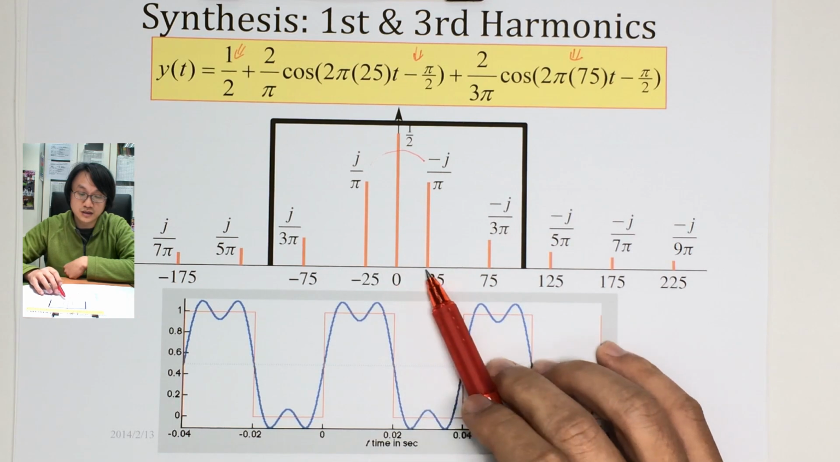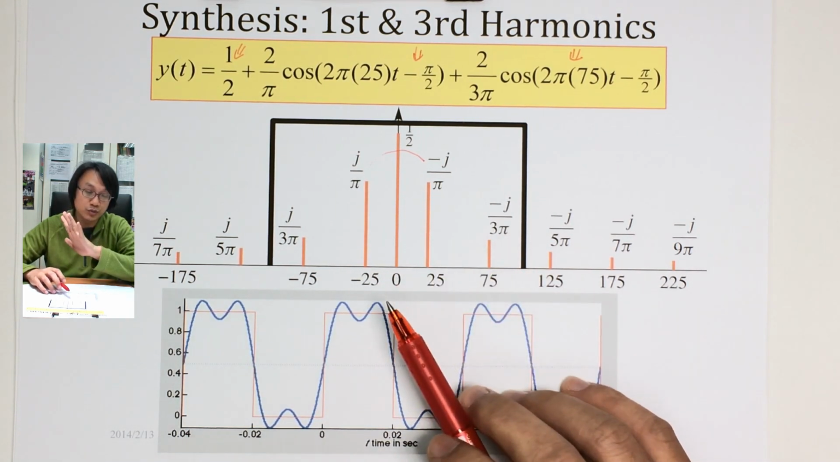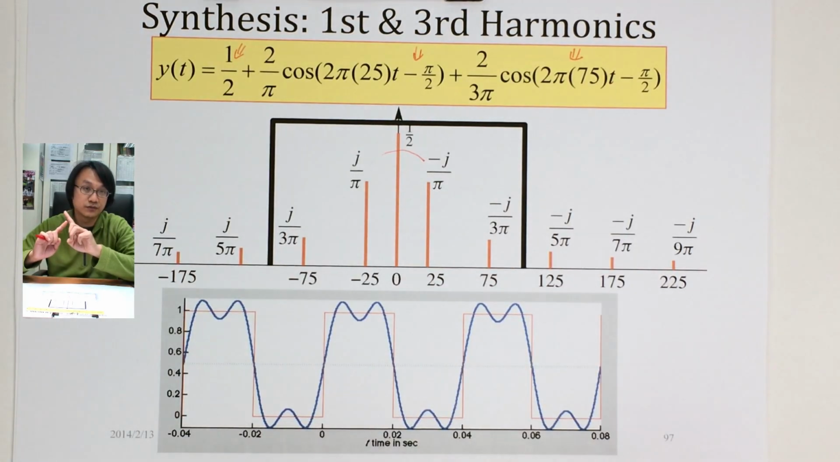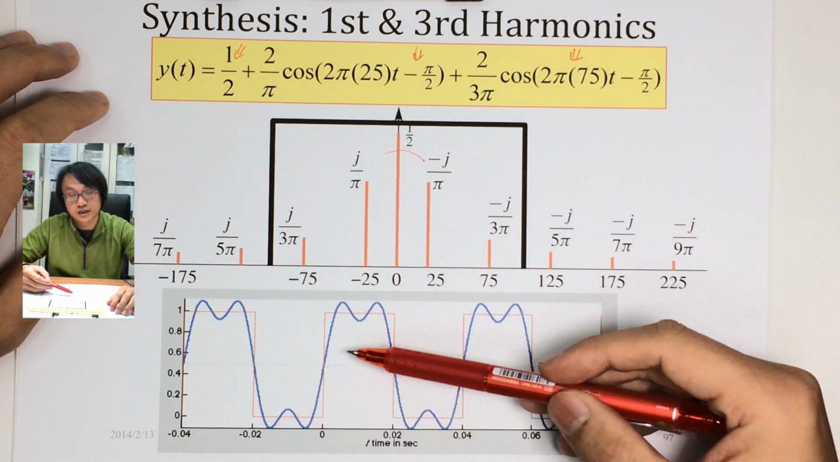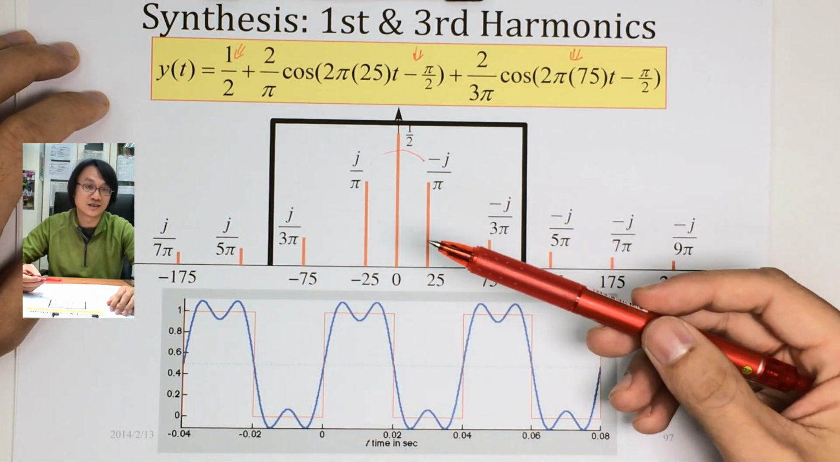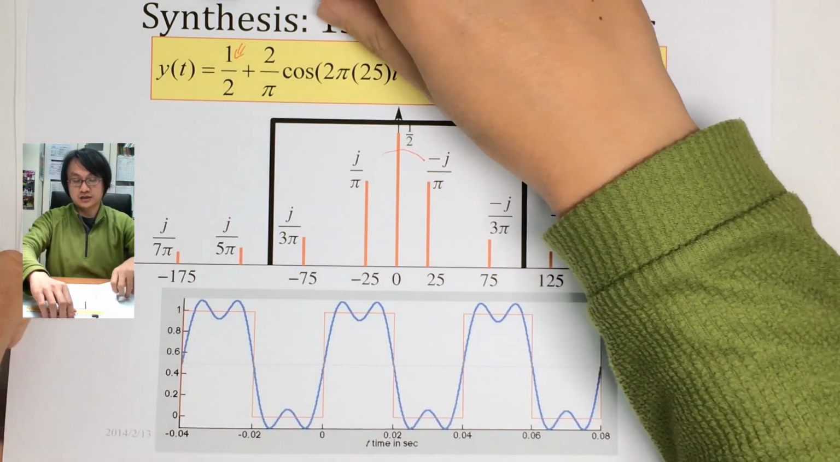1, 2, 3, 4, 5. 5 sinusoidal waves. Each has 3 parameters: amplitude, frequency, and phase. So that's 15 pieces of information. With that, we can reproduce the blue waveform. It's not the red one, but it's already very close. That's Fourier analysis in action as a form of compression.